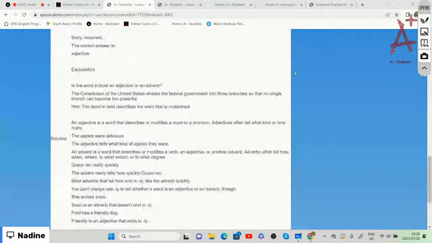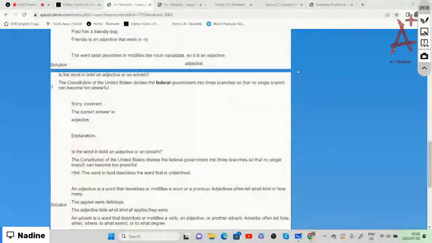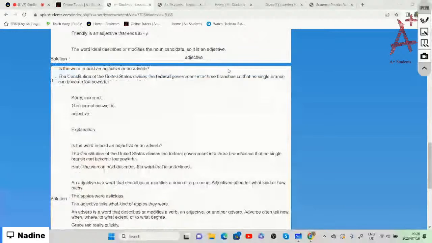All right, so we are going on to the next one. The Constitution of the United States divides the federal government into three branches so that no single branch can become too powerful. So the word in bold, which is federal, is it an adjective or an adverb?